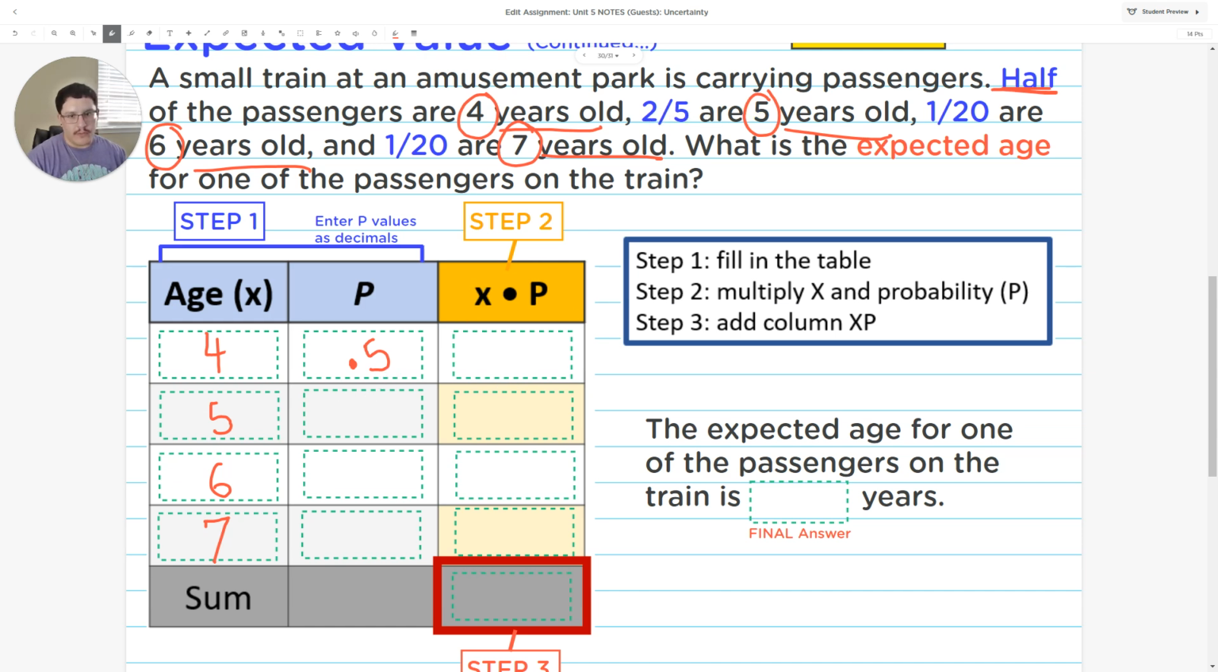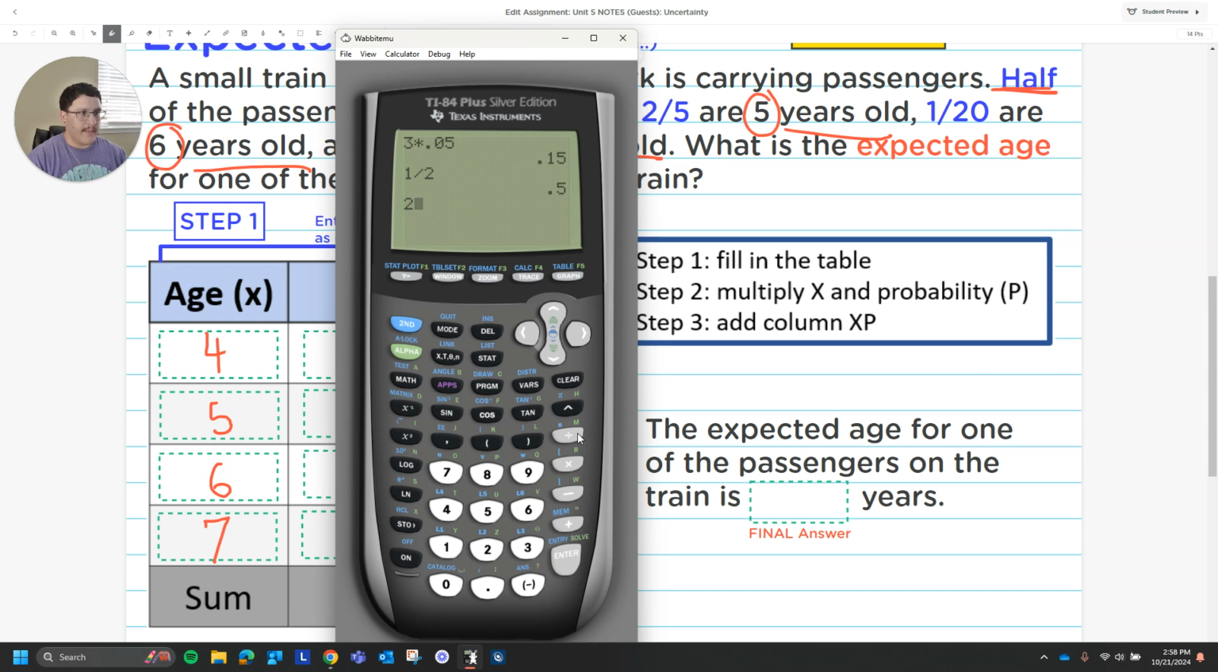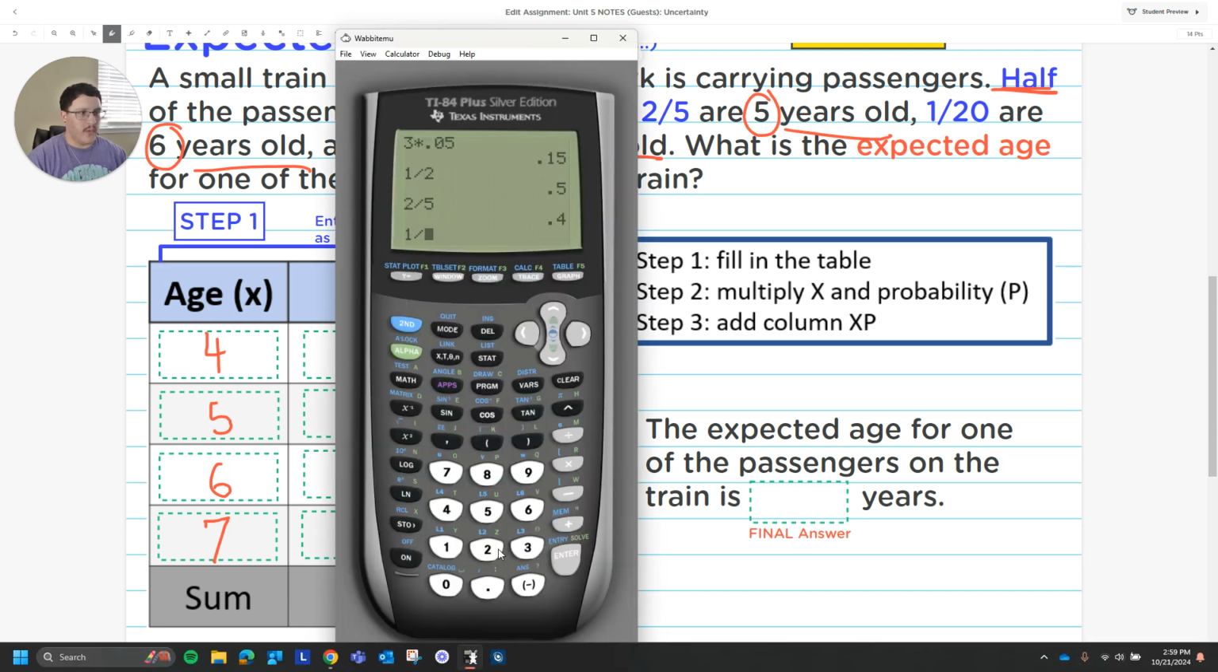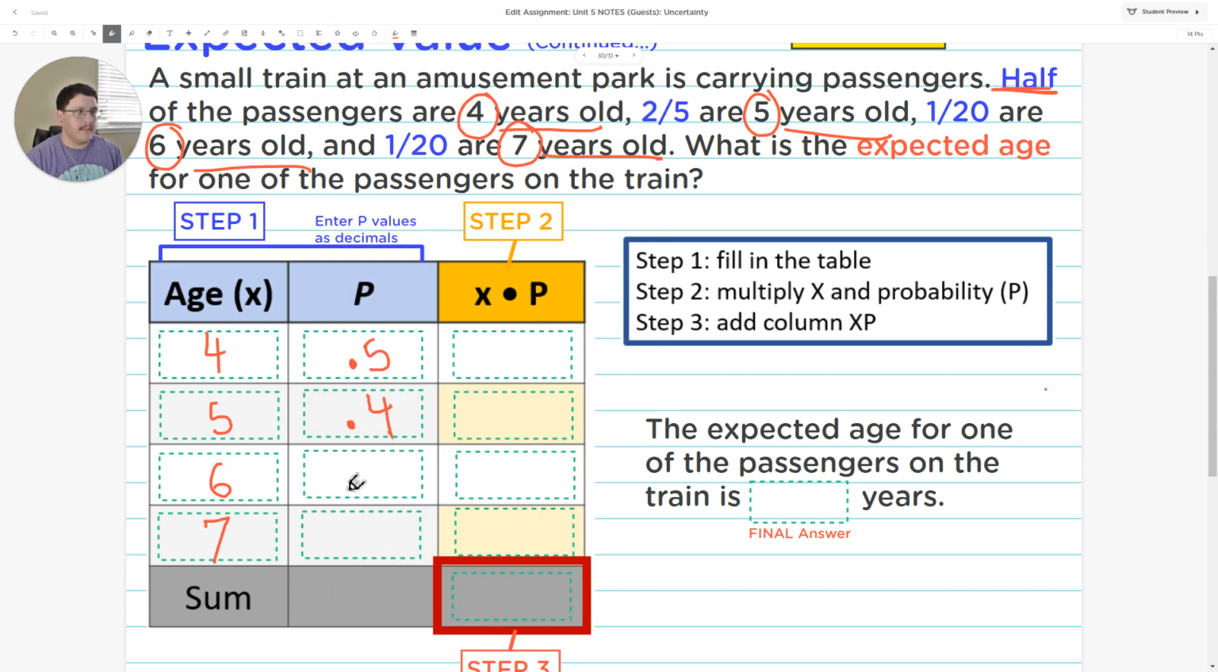2/5 are 5 years old. So 2 divided by 5, that's 0.4. 1/20 are 6 years old. 1 divided by 20 is 0.05. And then 1/20 are 7 years old. Did I say 1/20 are 6? I think so. But 7 years old is the same probability, 0.05.